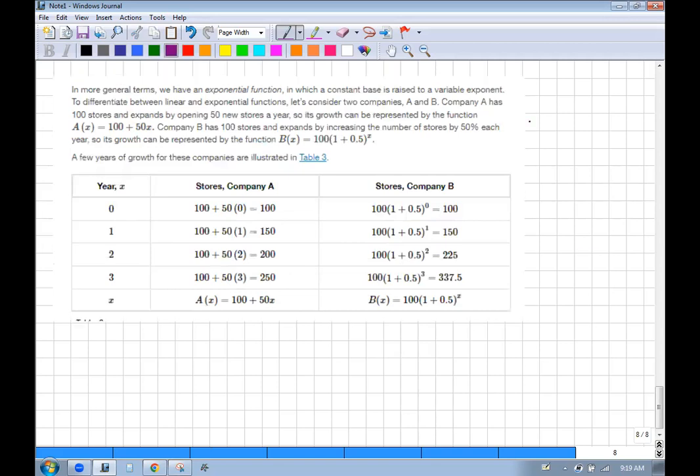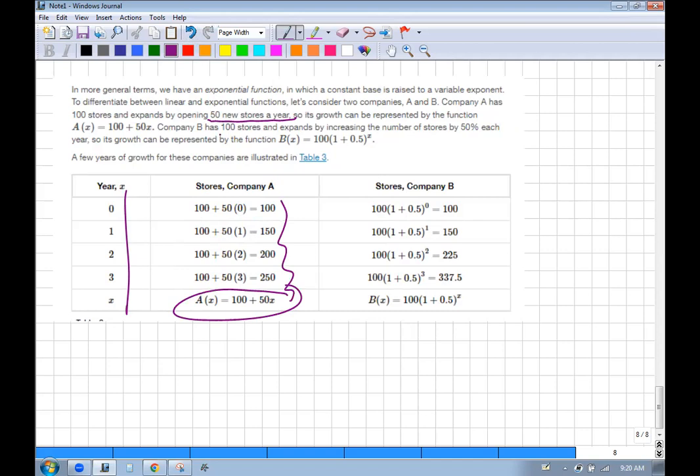So company A has 100 stores and expands by opening 50 new stores a year. So here's the years. You start off with 100 and then add 50 each year. Boom, boom, boom, boom. So that's going to be linear, right?